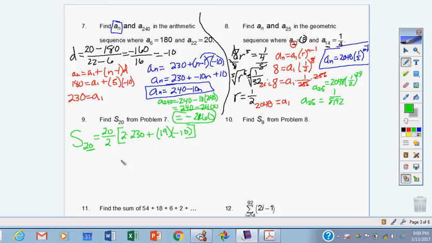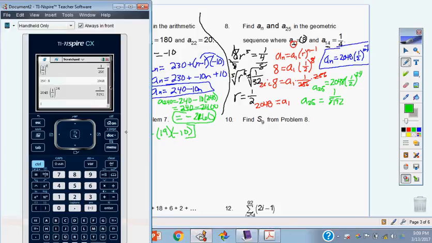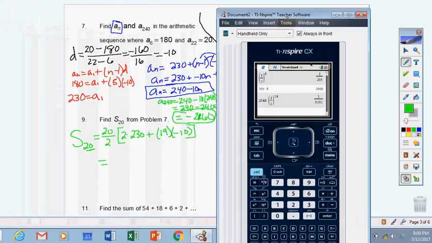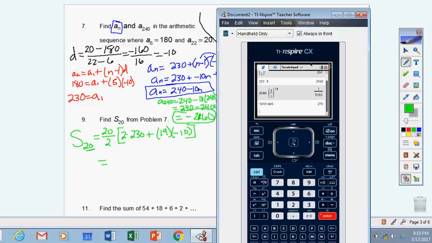Now you can do that all in one step on your calculator, or in 2 or 3 steps, but make sure you're entering it the correct way. So I'm going to do it in progression here. I'm going to take negative 190 and add 460 to that because that's 2 times 230, and I got 270. I'm just going to multiply that by 10, which I don't have to do on a calculator because 20 divided by 2 is 10. So that one's coming out to 2,700.